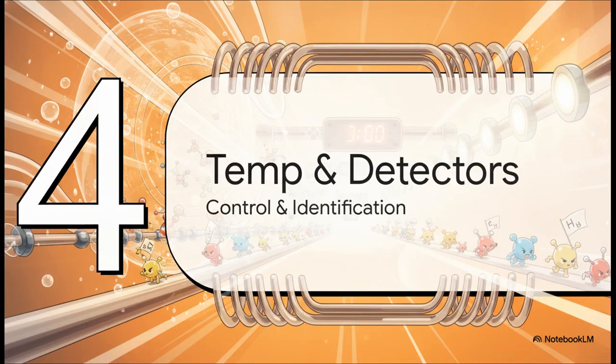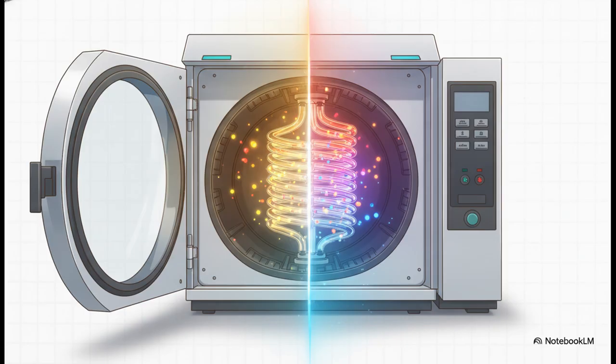All right, moving to Section 4, Temperature Control and Detectors. We've got our column, sure, but how do we control the pace of this massive microscopic race? Well, the entire column is coiled up inside an exceptionally precise oven. If all the chemicals in our mixture had similar boiling points, we might run the oven isothermally, which simply means keeping the temperature constant from start to finish.